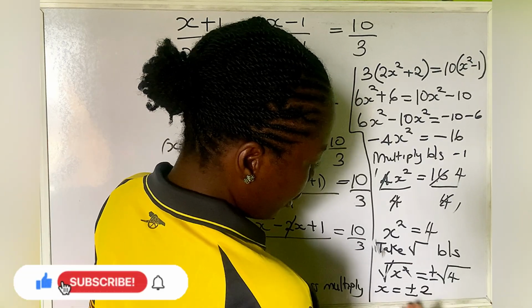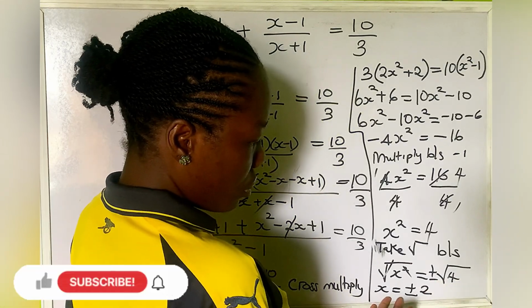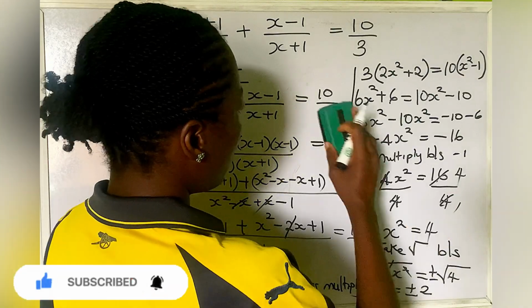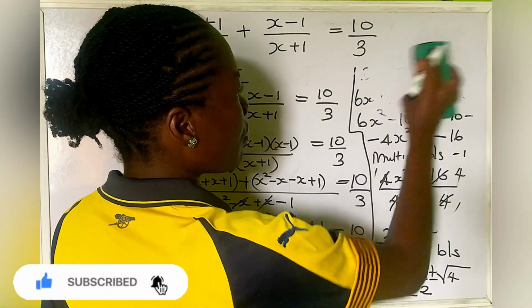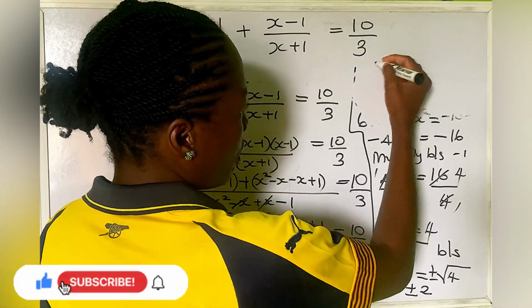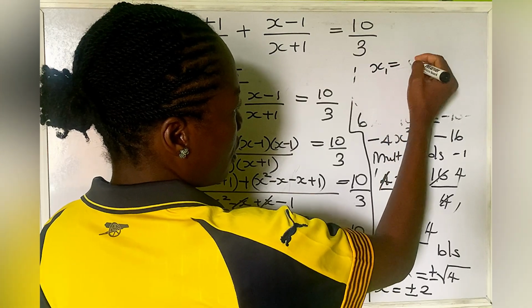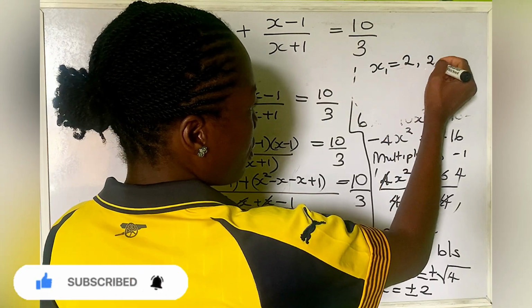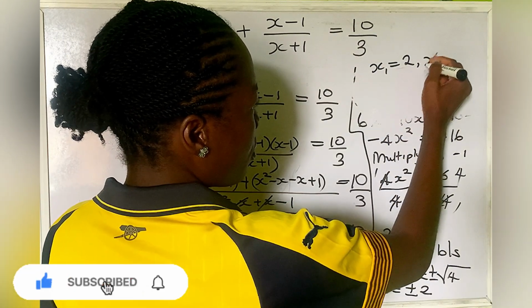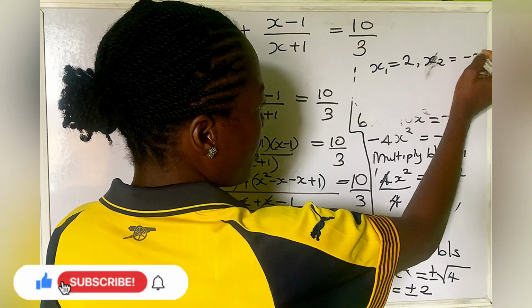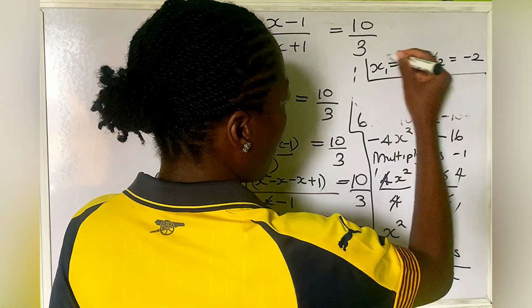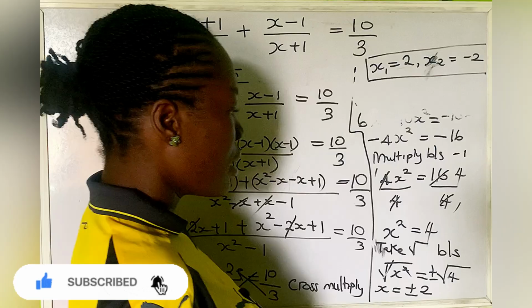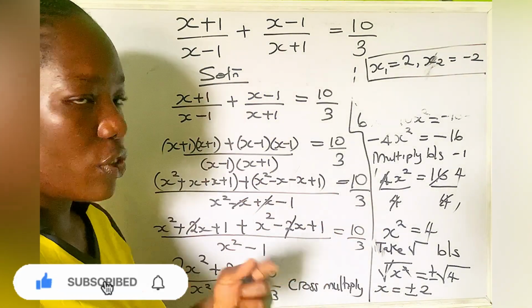So now this is our value. That means x is equal to our x1. Our x1 is 2 and our x2 is -2. This is our answer. So right, let's then do a check to see if this equation is correct.